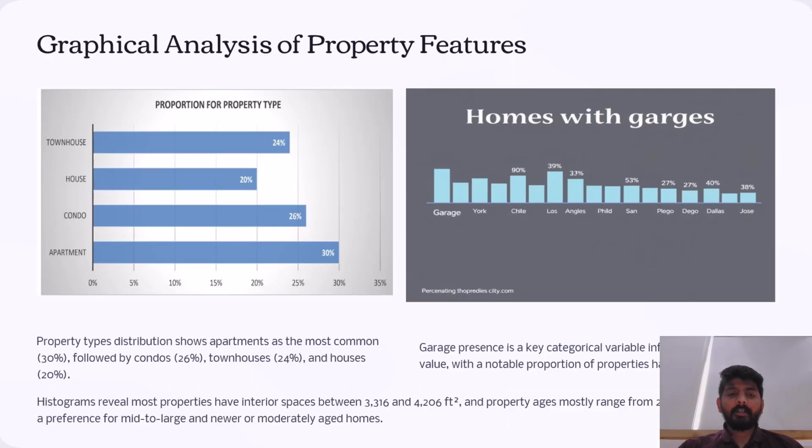Slide 4, graphical analysis of property features. From the graphical analysis, we observe that apartments are the most common property type, making up 30% of the dataset. Condos, townhouses, and houses follow. Regarding garages, a significant number of properties have them, which could influence their appeal. Histograms show most homes have interior space between 3,360 and 4,206 square feet and ages between 2 and 65 years, indicating a market preference for moderately sized and newer homes.